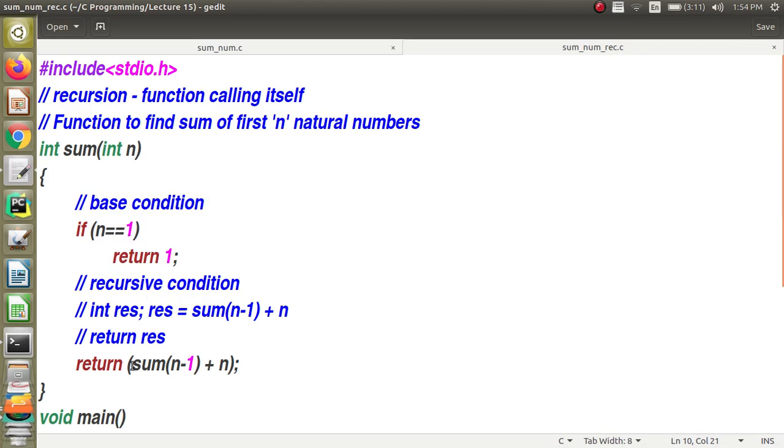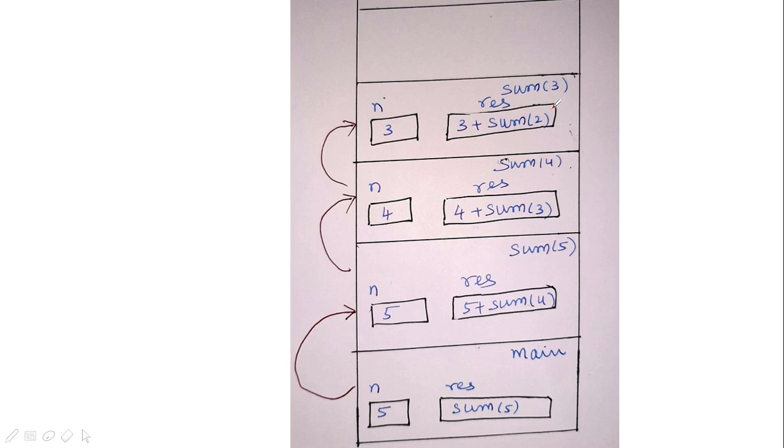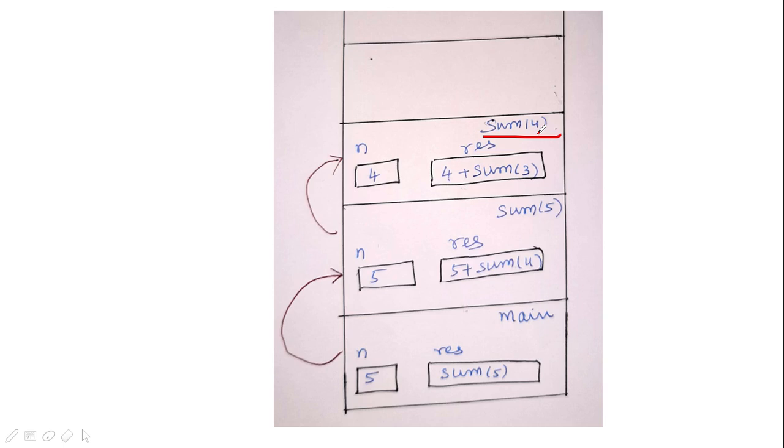So for this sum of 4, again you will see that an activation record will get pushed, and the call stack grows now. This is the function call for sum of 4. The value of n will be stored in the space allocated for n, that is 4, and for res it will be 4 plus sum of 3. So now it is once again a function call, sum of 3. The call stack grows. So here you see sum of 3, and once again this is a different space, n is 3, and the result is going to be 3 plus sum of 2.